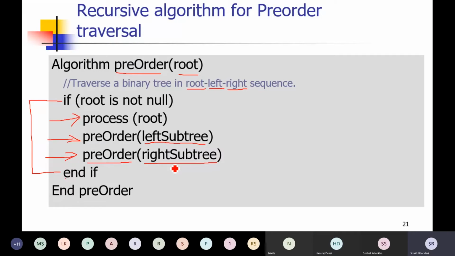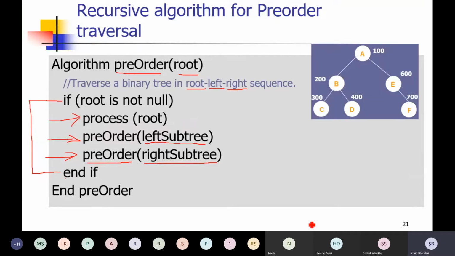Now, let us see one example. Once again, the same example, same tree we have. So we are having 6 nodes and these are arranged in some fashion. So A, B, C, D, E, F is the data part of the respective node. And whatever numbers I have depicted here, let us assume that these are the addresses of the nodes in memory.